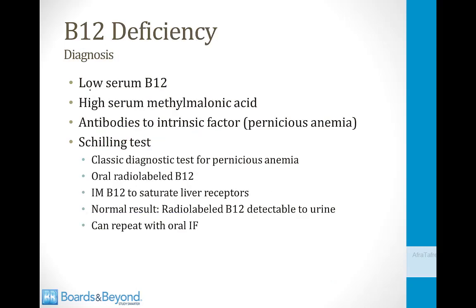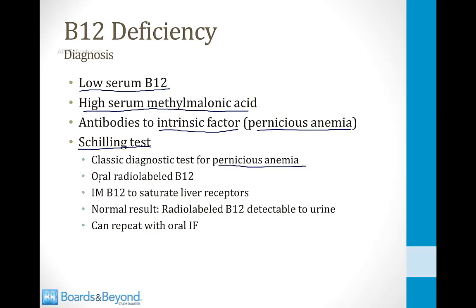There are a couple of diagnostic tests that are used to detect a B12 deficiency. The first one, obviously, is to detect a low serum level of vitamin B12. If the serum level is borderline, you can measure the level of methylmalonic acid, and if it's high, that suggests a B12 deficiency. If you suspect pernicious anemia, antibodies to intrinsic factor are often measured. And then finally, there's a historical test that's not used much anymore called the Schilling test. This used to be the classic diagnostic test for pernicious anemia.